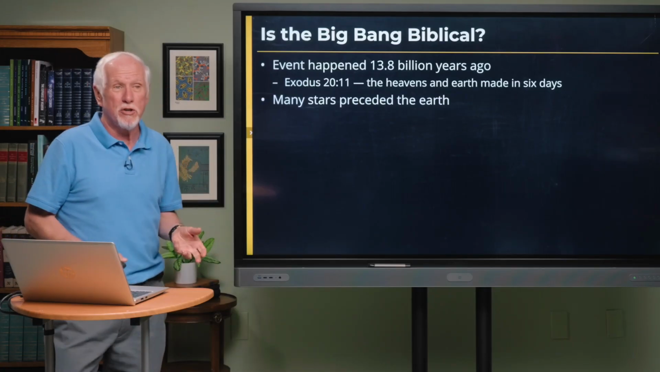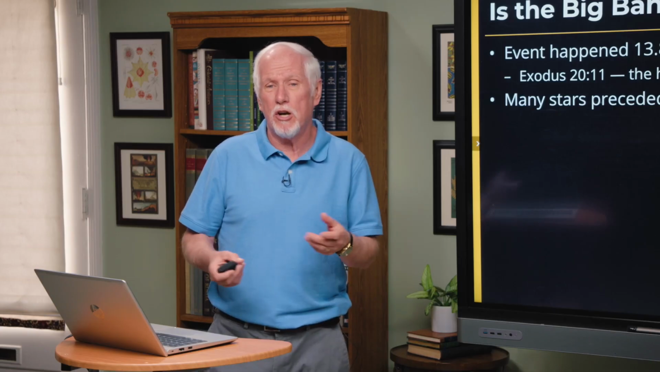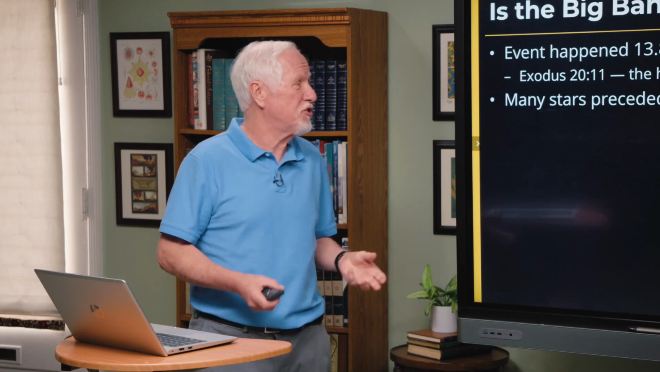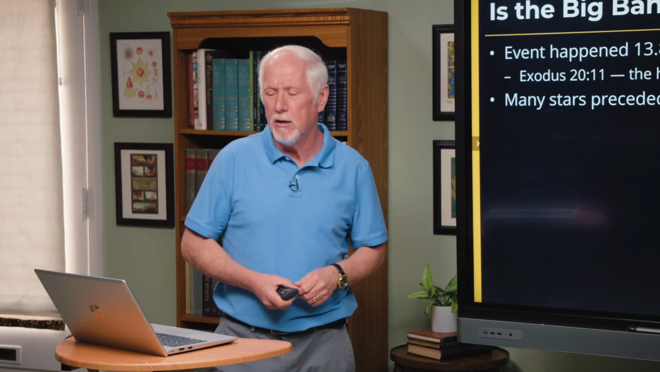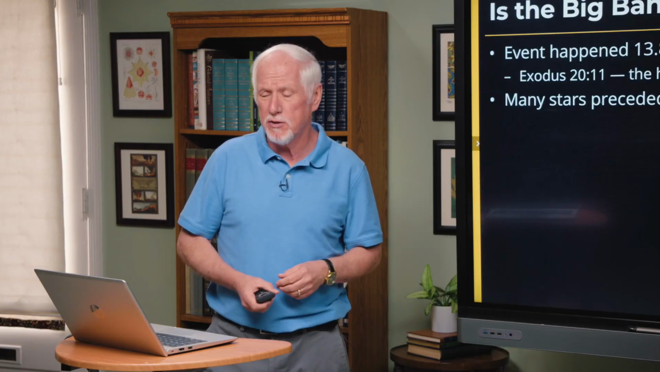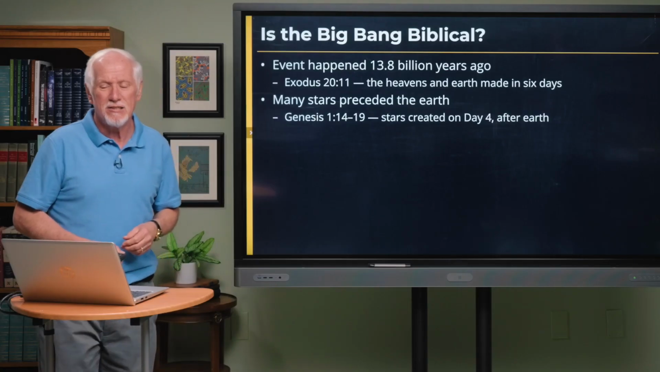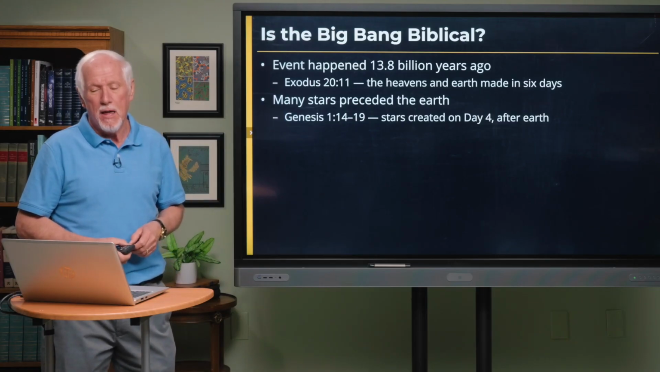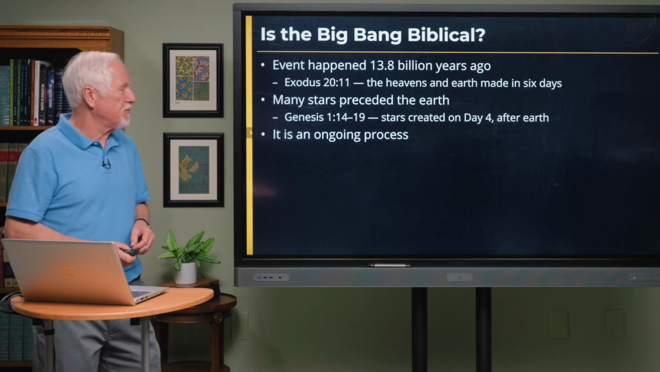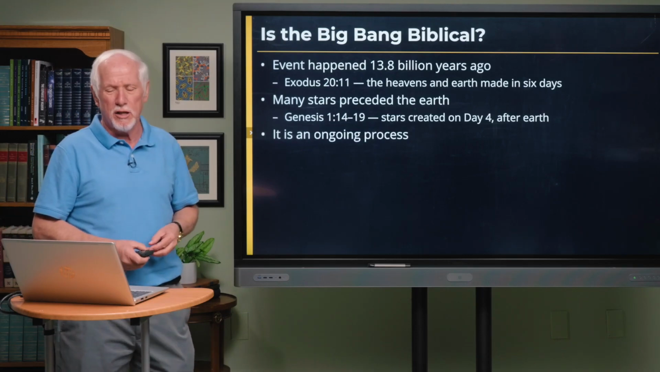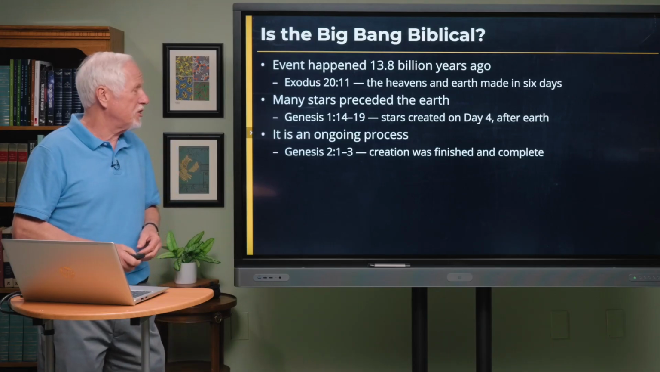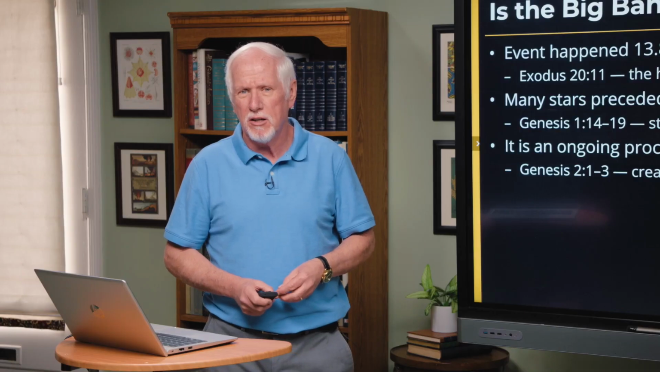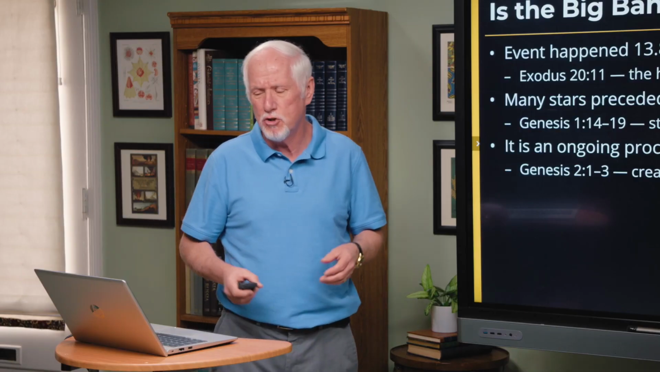Stars start forming within a few hundred million years, but the solar system and the earth don't come around for another 9 billion years. How many stars existed before the sun and the earth did? Billions and trillions and quadrillions of stars. Yet Genesis 1:14-19 says that God created the stars on day 4, after the earth. Furthermore, the Big Bang is an ongoing process. It happened in the past, but the Big Bang is still unfolding. Yet Genesis 2:1-3 says creation was finished and complete after the 6 days. Those are just some of the contradictions with the Bible we find in these evolutionary ideas.